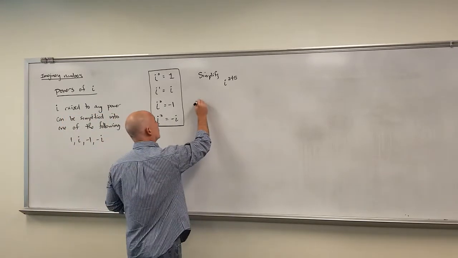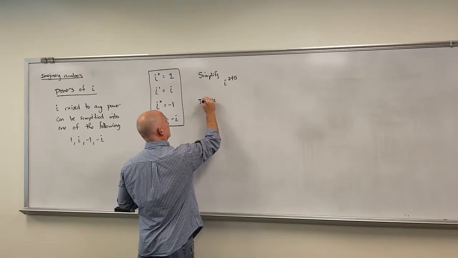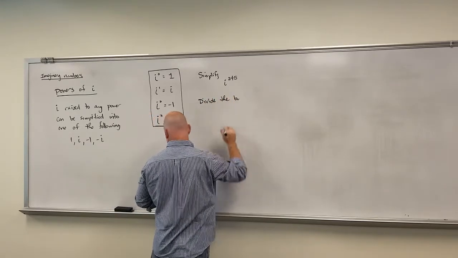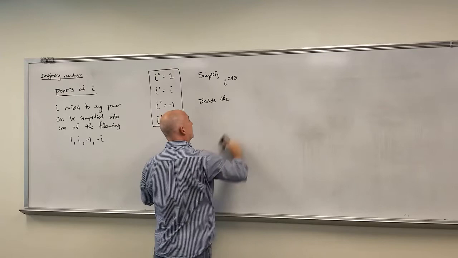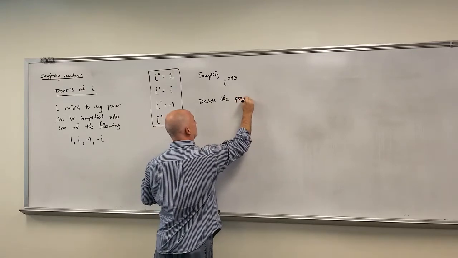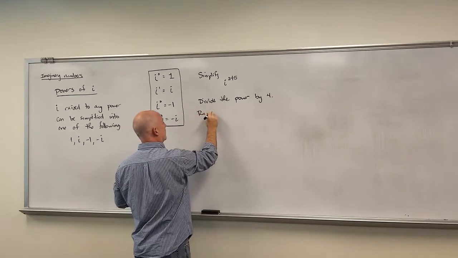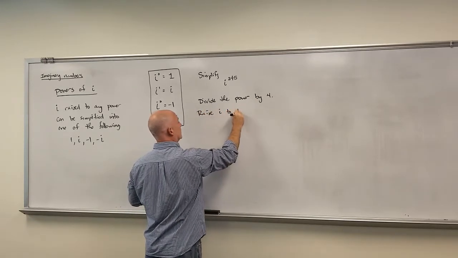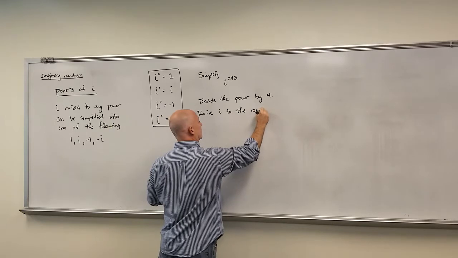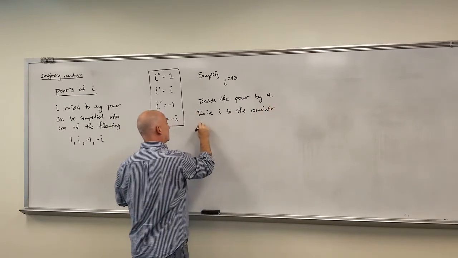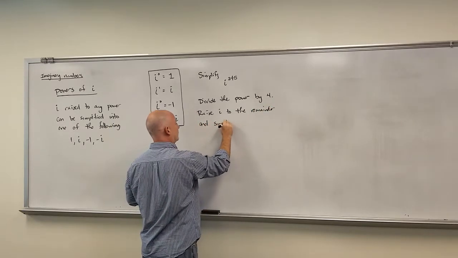So here's what you do. Divide the power, that's a p, by 4. Raise i to the remainder and simplify.